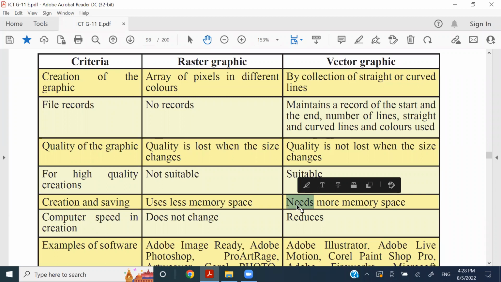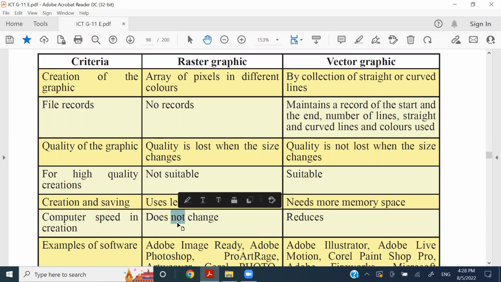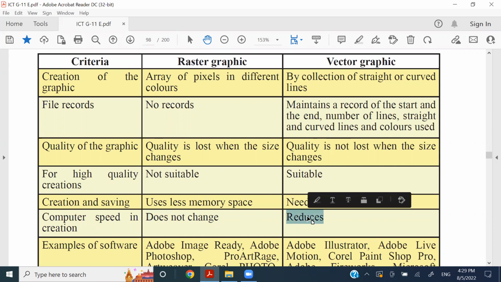Right. So if you are taking pictures from a DSLR and so on, it captures the raster type. Right. And when you are using these graphics for something, since the capacity is very small, raster graphics do not affect the speed of the computer, but vector does.